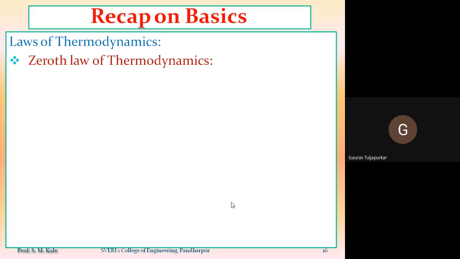Consider 3 thermodynamic bodies. If A and B bodies are in thermal equilibrium with each other, and similarly B and C are in thermal equilibrium with each other, then all 3 are in thermal equilibrium with each other. So the 0th law of thermodynamics is what is used for measuring temperature.